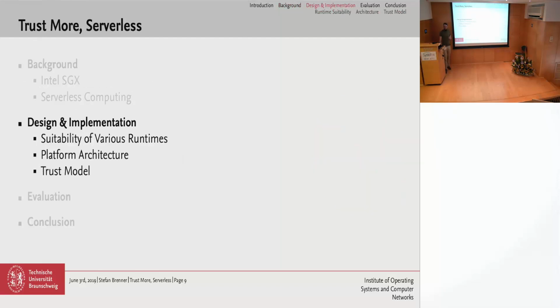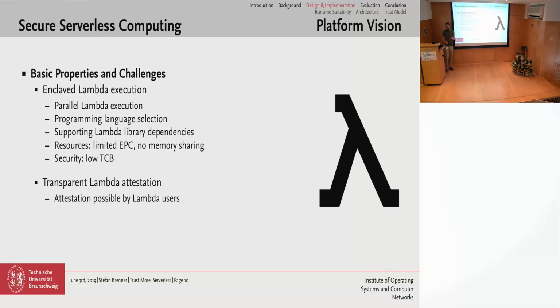Okay, so after the background, I will now go a little bit into the platform that we designed. Basically, we want to be able to execute a lambda inside an enclave. And of course, we are in a cloud setting, we have multiple tenants. We need to be able to execute multiple lambdas in parallel, and also we have to be able to isolate them from each other, because one tenant might not be allowed to see the data of another tenant, right? So for this purpose, we had to find a suitable programming language, and also we needed to find a way to allow lambdas to use their own libraries, because a lambda will not really be able to do much without any libraries, right? You will certainly agree here.